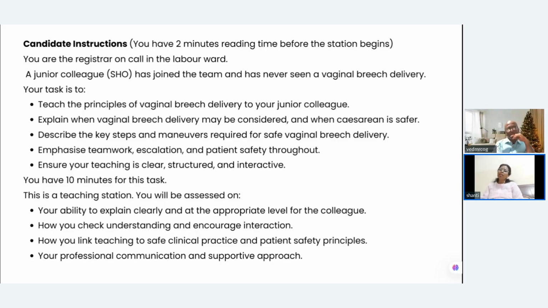In case the baby does not deliver with this maneuver, what are the other options? We have to inform the consultant urgently to attend, and we have to use the Piper's forceps.